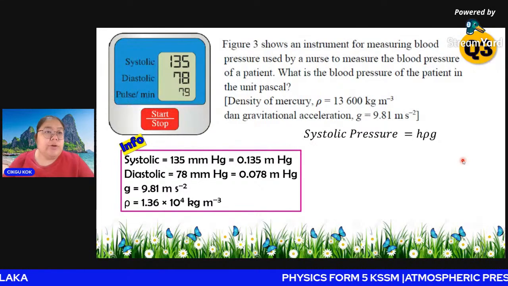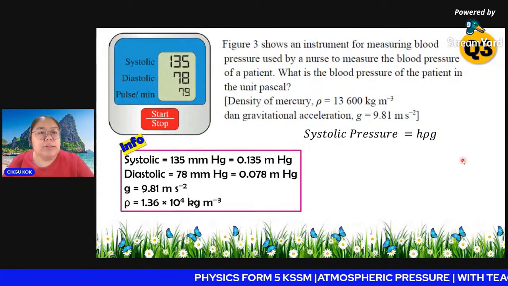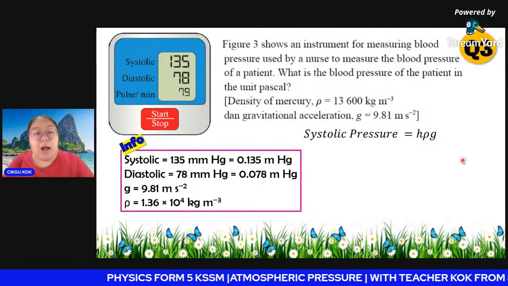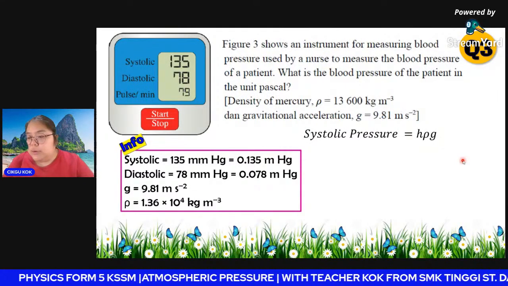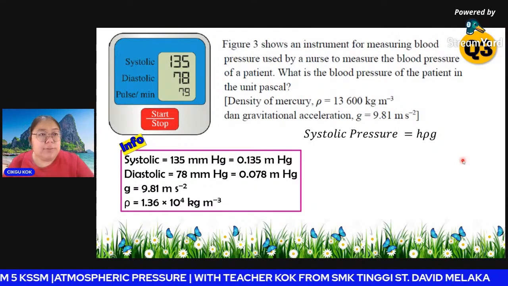Yuan Ru shows me there's 17992.8 Pascal. So we're going to check the others. Easy, you give me the answer, it's the same.